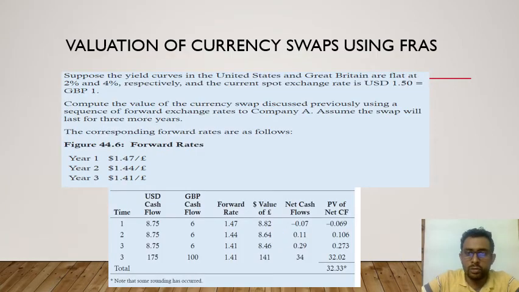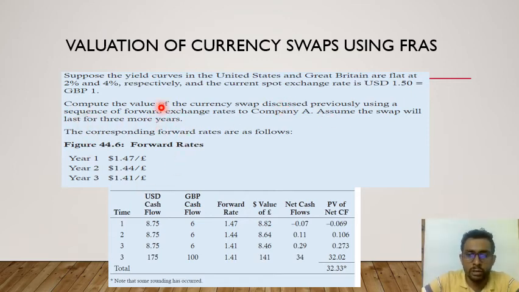Valuation of currency swap using FRAs. So one other method to value currency swaps is using FRAs. So this is the method. This is how we explain the method using an example. Suppose the yield curves in the United States and Great Britain are flat at 2% and 4% respectively, and the current spot exchange rate is USD 1.5 per GBP. Compute the value of the swap discussed. Assume that the swap will last for 3 more years.